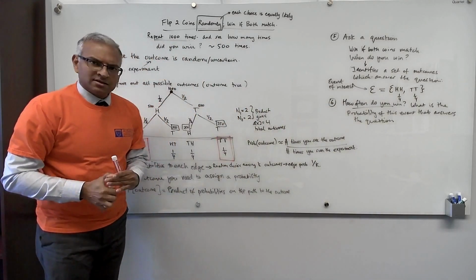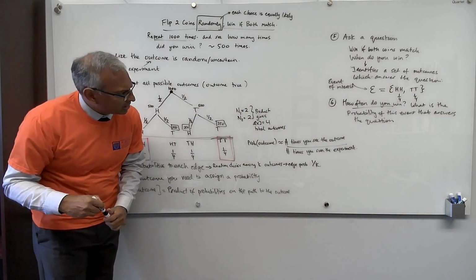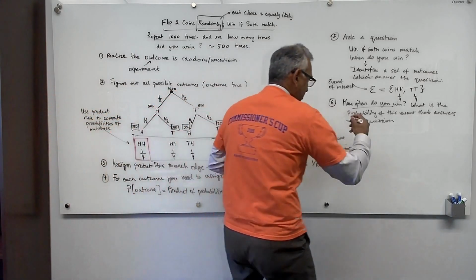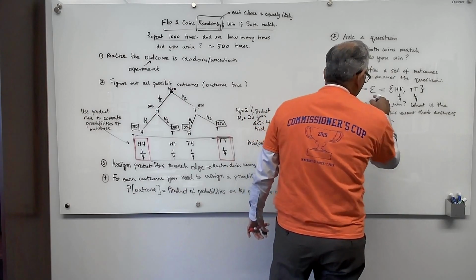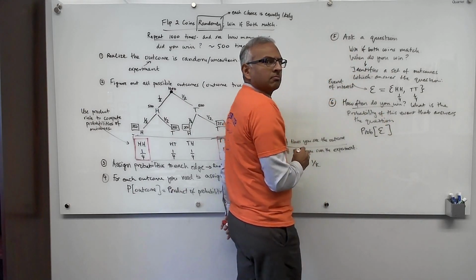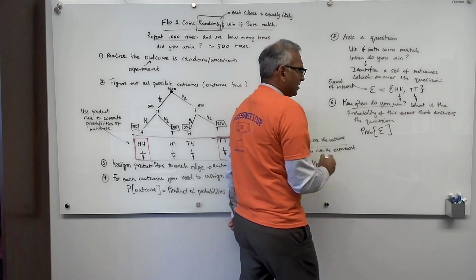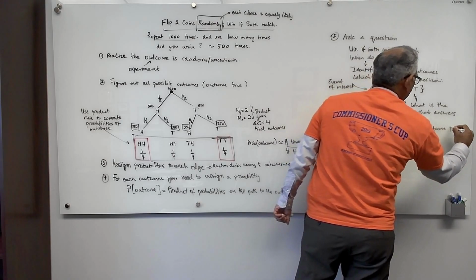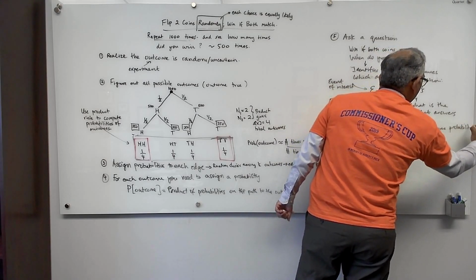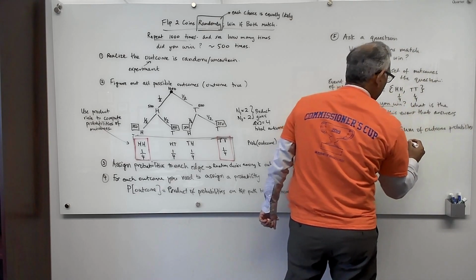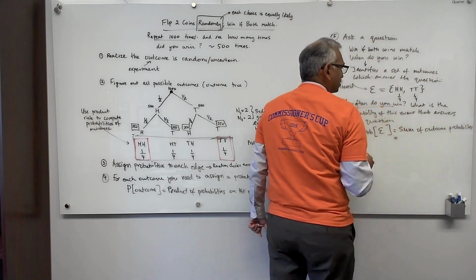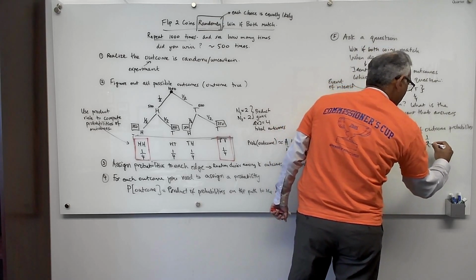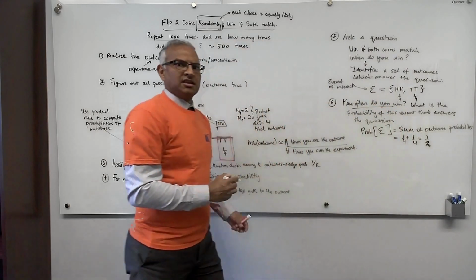Okay, now formal definition. The probability of that event is just the sum of the outcome probabilities in that event. So we'll say that the probability of the event of interest, the event, script E, is equal to the sum of outcome probabilities, which is equal to 1/4 plus 1/4, which is 1/2. Okay. And that's the end of the calculation.